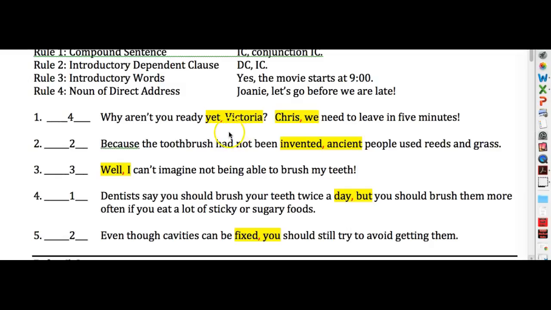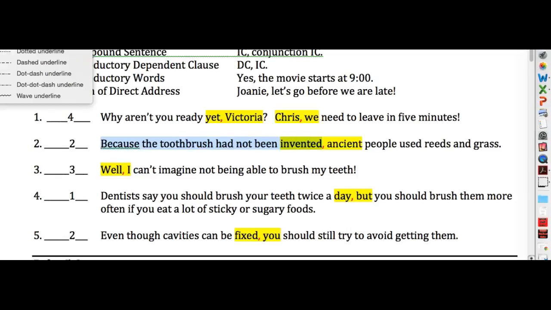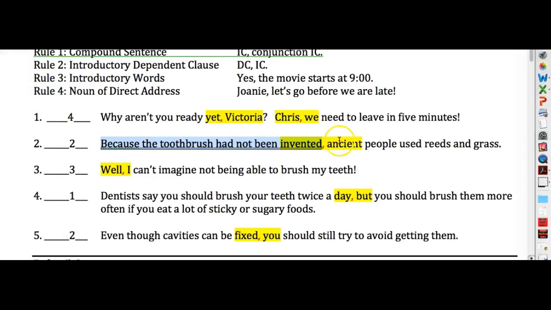You'll notice that you need a comma after yet and after Chris. That's a noun of direct address when we're saying somebody's name in a sentence. The second one is actually an introductory dependent clause, rule number 2, because we have this DC because the toothbrush had not yet been invented. Okay, so you can see that I can double underline that, and over here we have our independent clause, and we can just underline that one once.